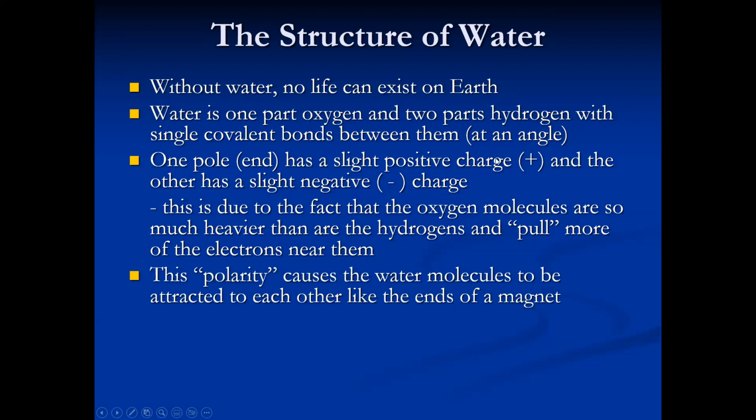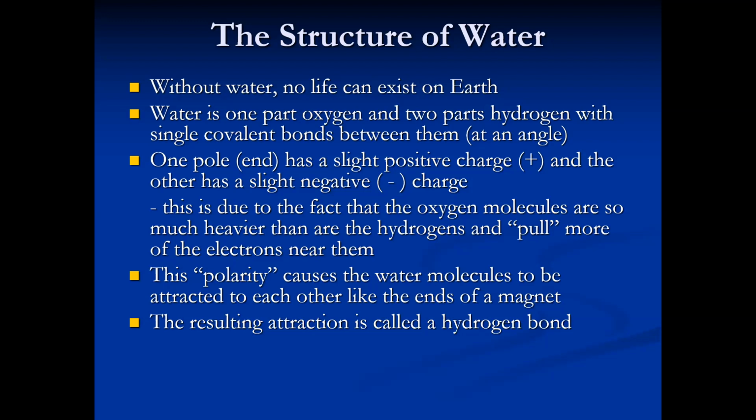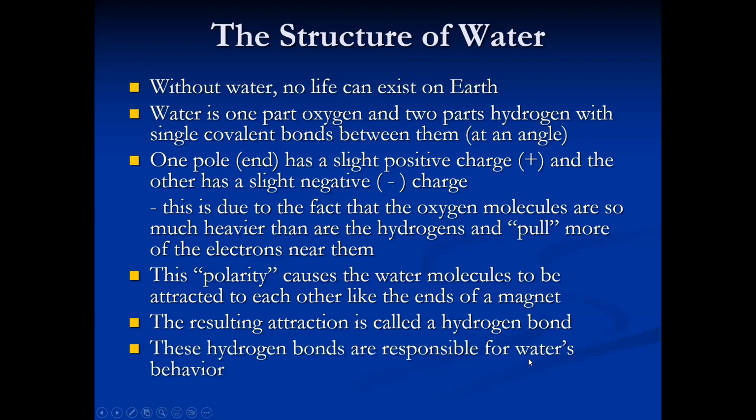This polarity, having a slight positive end and a slight negative end, causes the water molecules to be attracted to each other like the ends of a magnet, kind of like what we saw in sodium and chlorine, but not quite as strong. The resulting attraction is called a hydrogen bond. So when you have water molecules near each other, they will tend to be attracted to each other because the hydrogens have a slight positive charge, and the oxygens have a slight negative charge. These hydrogen bonds are responsible for water's behavior. So I may be asking you to tell me about these hydrogen bonds and how they work, what they are, and how they affect water's behavior on an essay coming up on your first test.